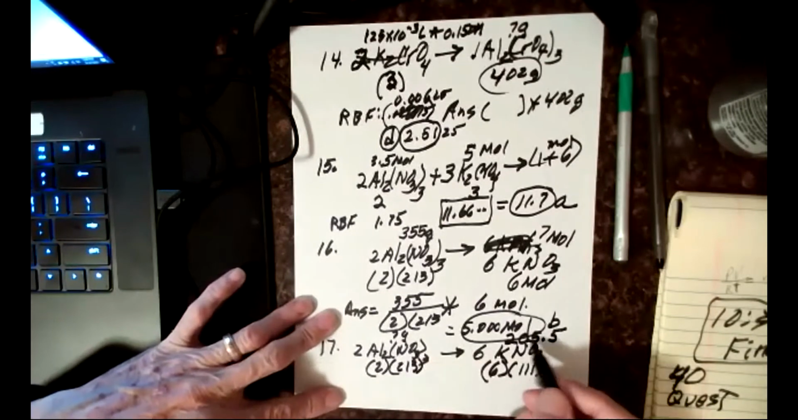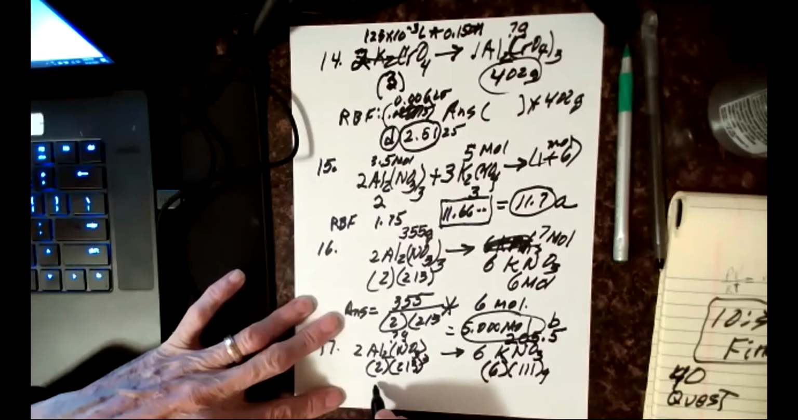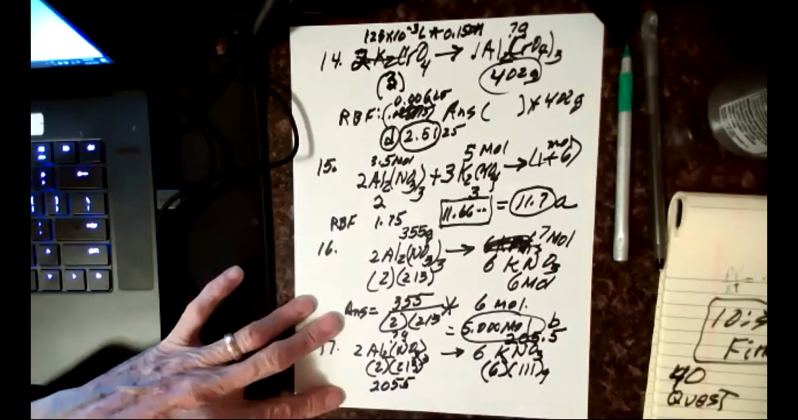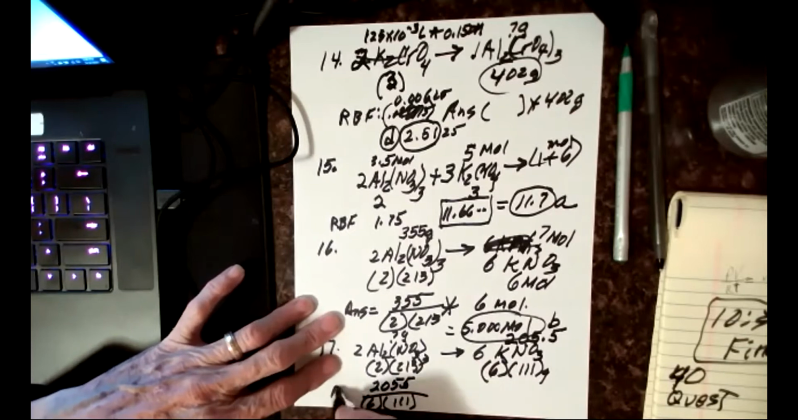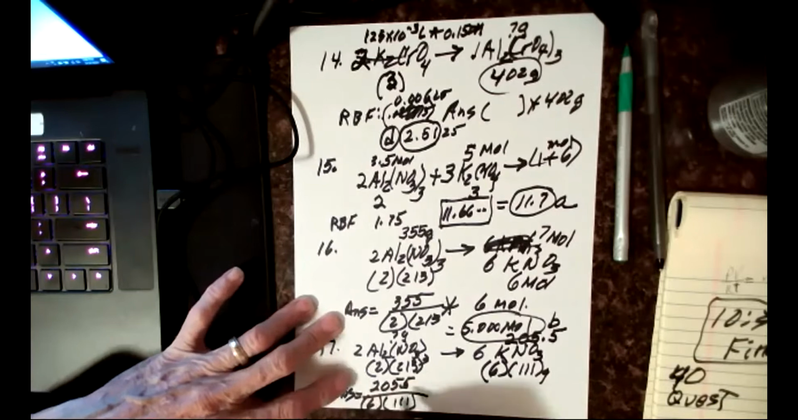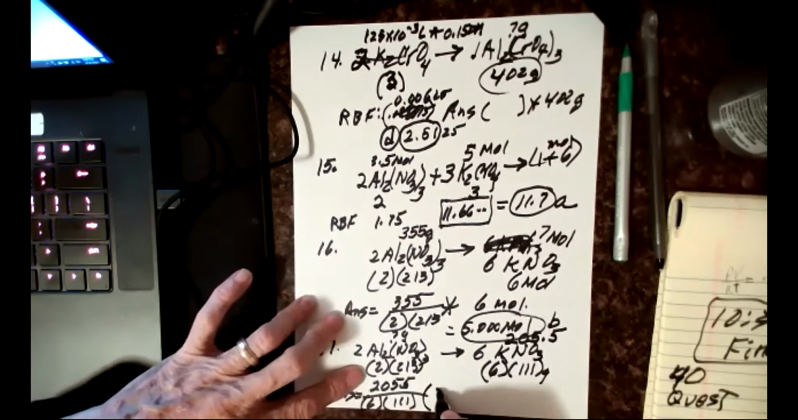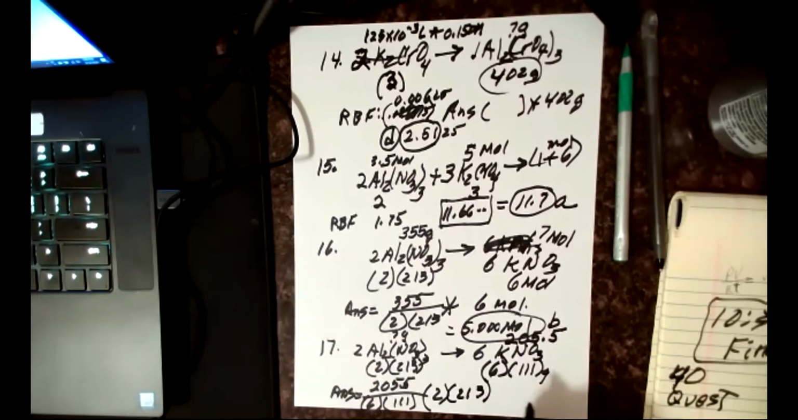So my rebalancing factor is going to be 205.5 divided by 6 and divided by 111, and then multiplied by what's here, which is 2 times 213. Now let me see that it looks like I've got everything set up correctly. Let's go back down there and look at the problem again.